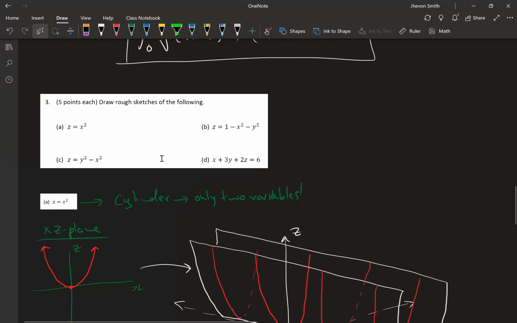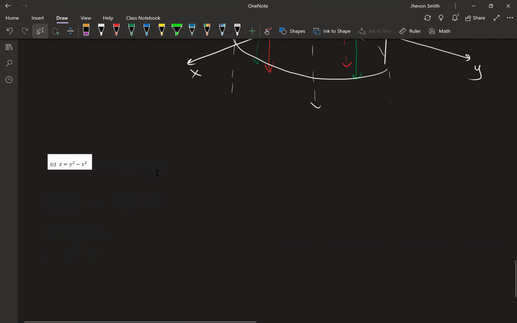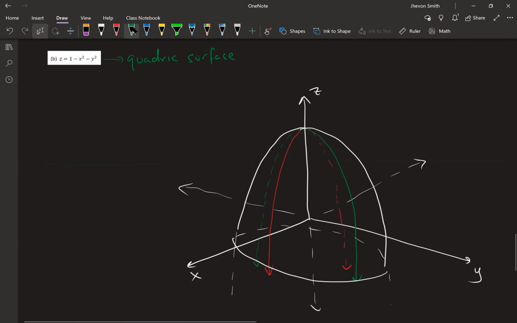If you go to the third one, but again, here, yes, you could have drawn the traces. So we could have said something like, draw it in the XZ plane, and draw it in the YZ plane. You could also draw it in the XY plane.